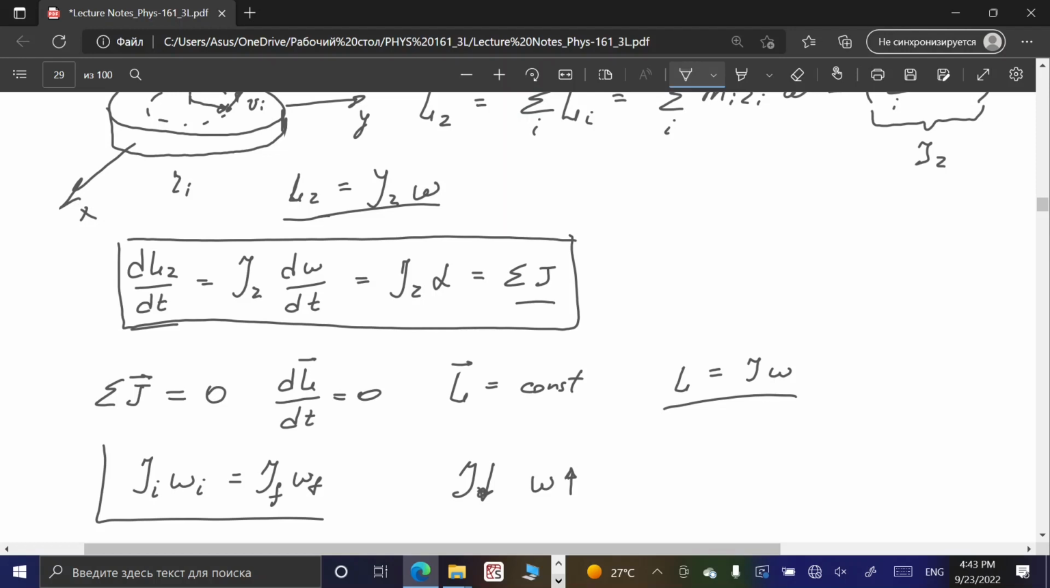And what is really important is that for a closed system, we have net torque equal to zero. And that means that there is no change in angular momentum vector. If there is no change, it remains constant, which means that we can apply the principle of conservation of angular momentum vector, similar to what we did for linear momentum vector. So which definitely can be quite helpful.